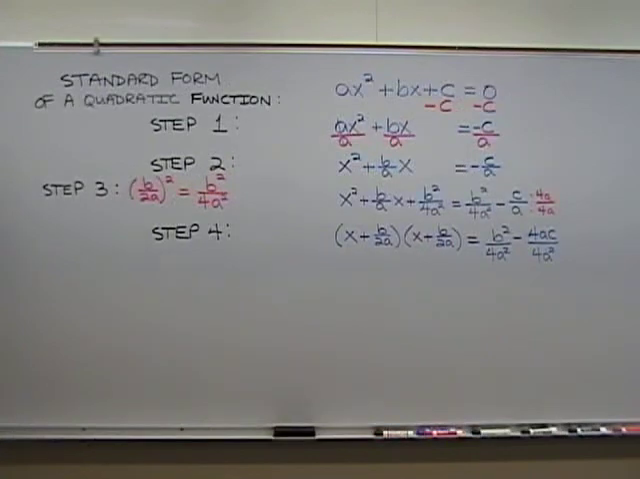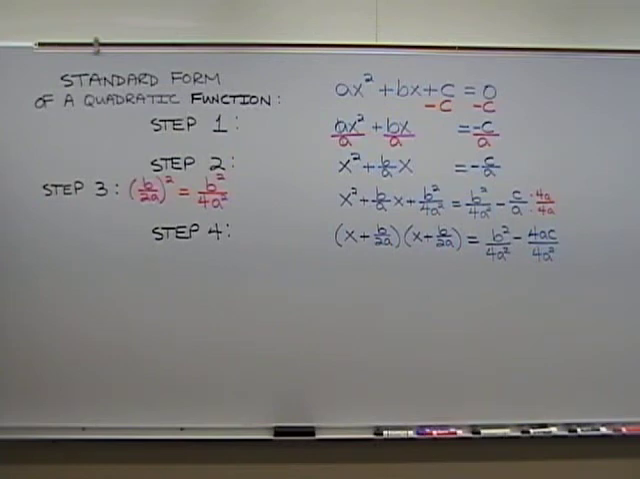Well, our trinomial on the left side of the equation is indeed a perfect square trinomial. And as you notice, the x times x will give you the x squared, and b over 2a times b over 2a will give you the proper third term of b squared over 4a squared. All right, great.